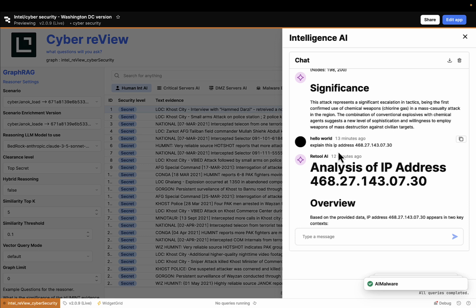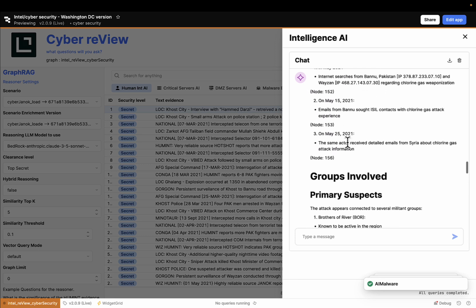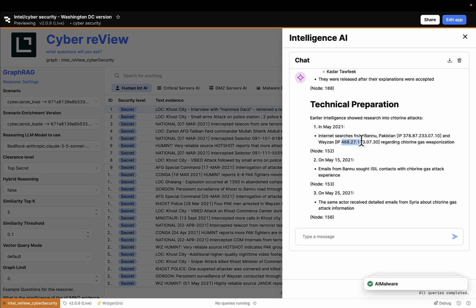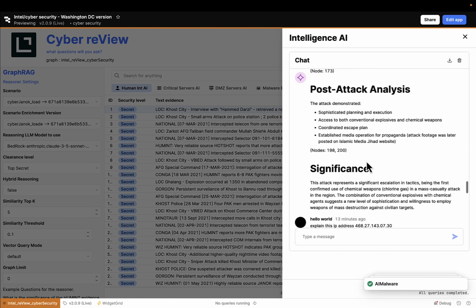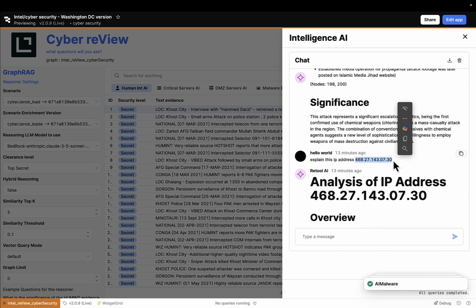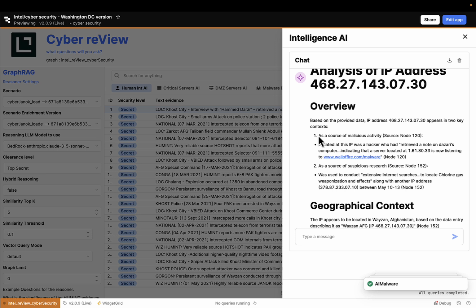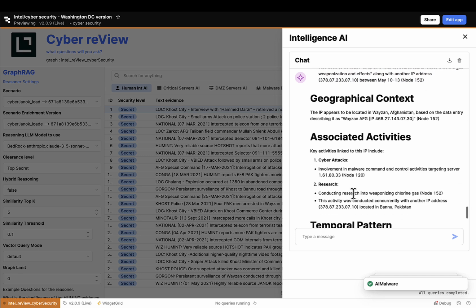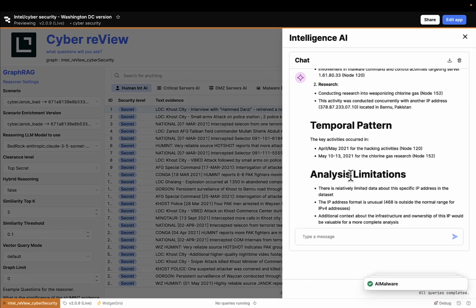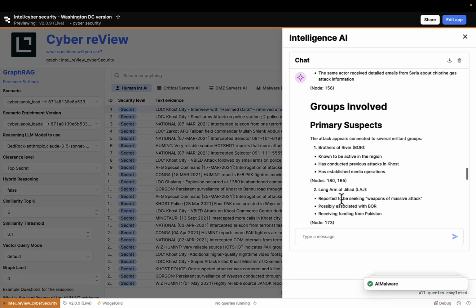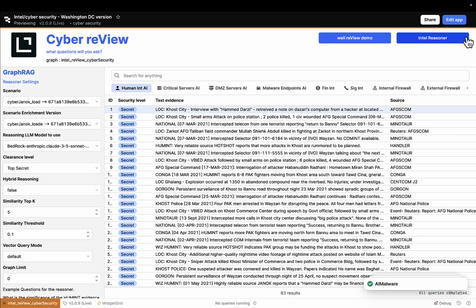And then one of the things that is interesting in here is one of these IP addresses, this one here, 148.27.07.030. If you look down here, I asked that same question, explain that server. And what it did is it actually pulled together the graph. It found that indeed that IP address was part of that malware attack, but it was also part of the chlorine gas attack. So it was able to link those and recognize that those two things might be connected. So that's a pretty cool thing to show. If you really want to show the power of reasoning over a graph, use this reasoner here.